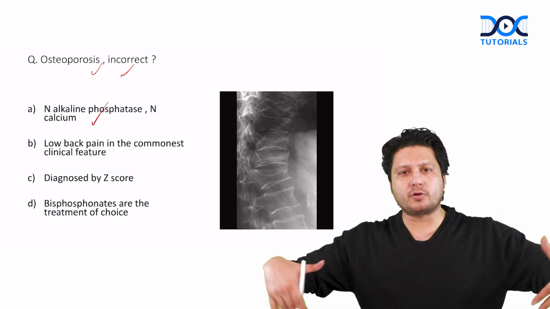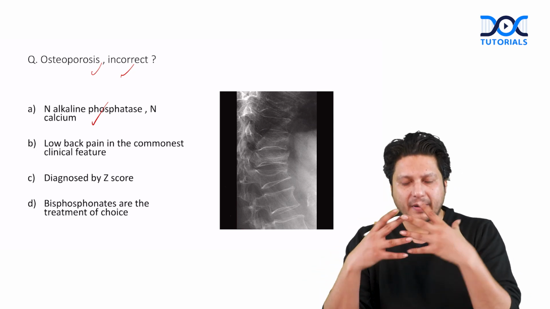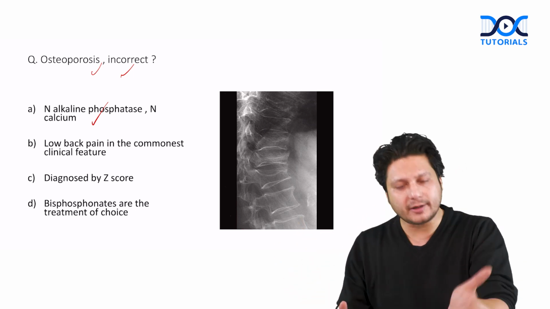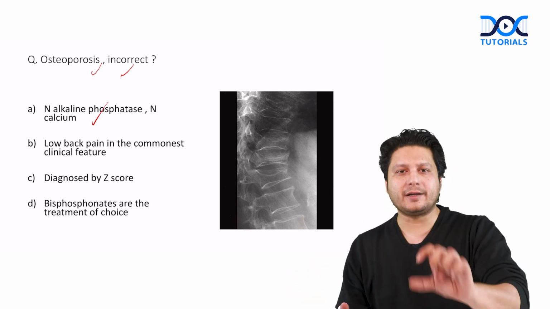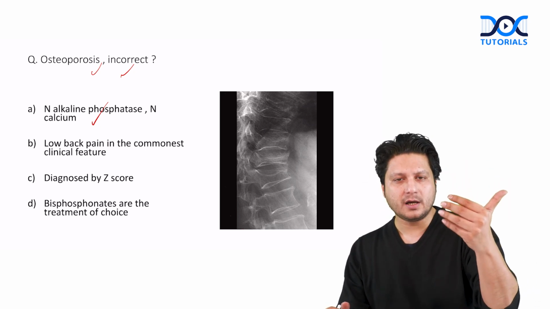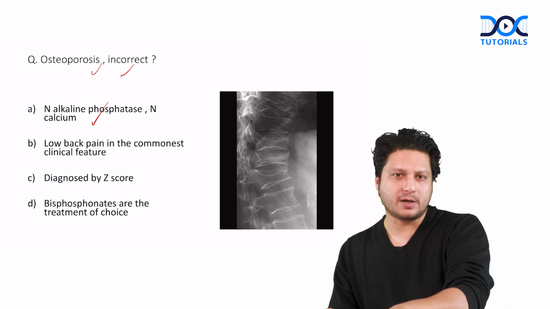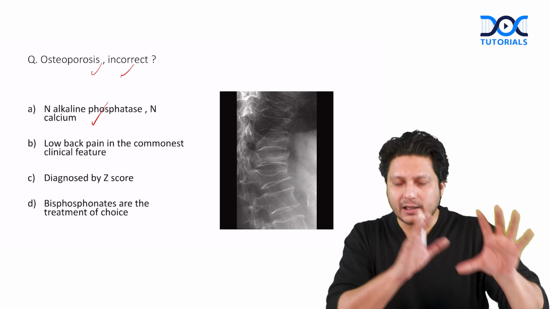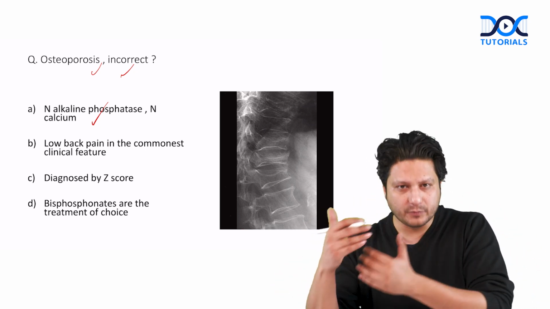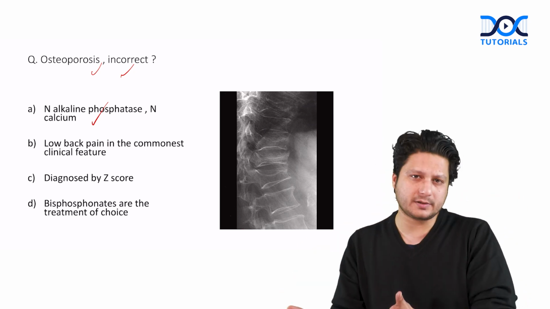Now, osteoporosis is considered to be a condition which is a primary decrease in the bone mineral density of the bone related to age. All right. So it is not a metabolic abnormality where there will be increase in the alkaline phosphatase. It is not a kind of a deficiency where there will be a decrease in the calcium concentrations. All right. So calcium concentration in the blood as well as alkaline phosphatase are found to be normal. This is true. Low backache is considered to be the commonest clinical finding.